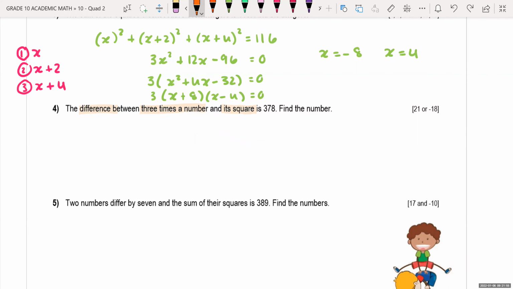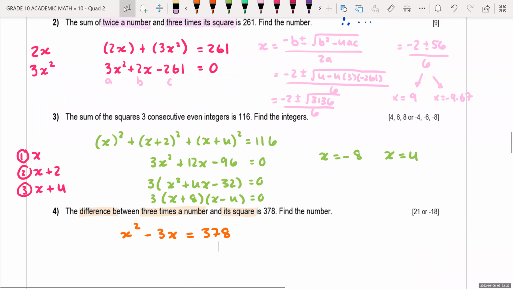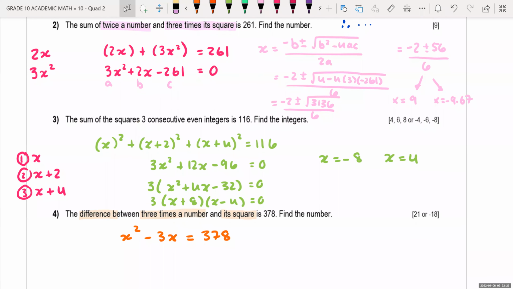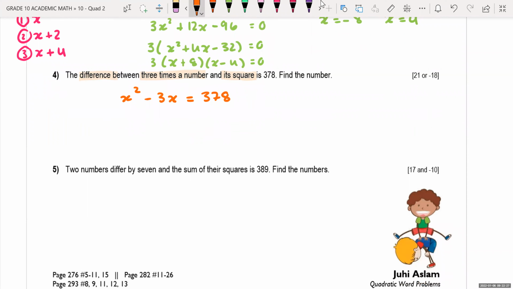So we're going to start with the number square, which is going to be x squared. And then we're going to write 3 times a number, which is going to be 3x, and it's going to be a subtraction sign. So that's basically how you would set up the question. So the difference, subtraction between 3 times a number, which is 3x, and its square, which is x squared, is 378. Find the number. Also, just recognize for questions 2 and 4, they're a little bit different where they're talking about exactly the same number. So just make sure you know what that looks like and why it's like that.